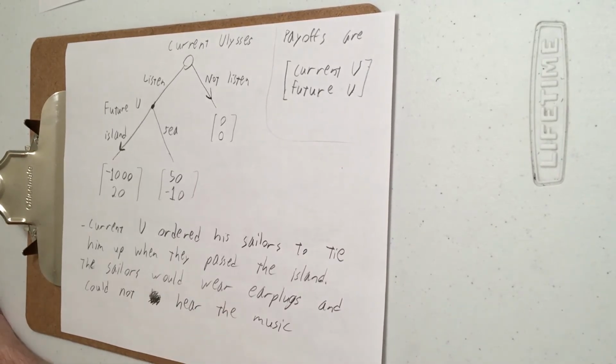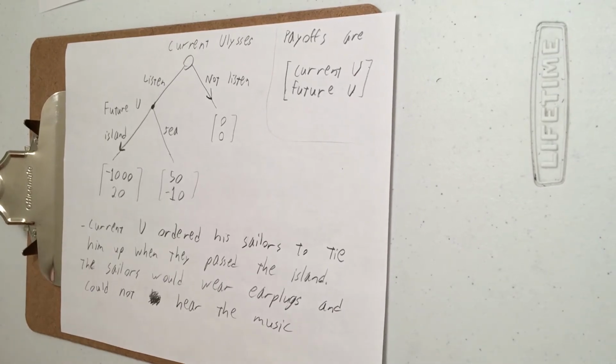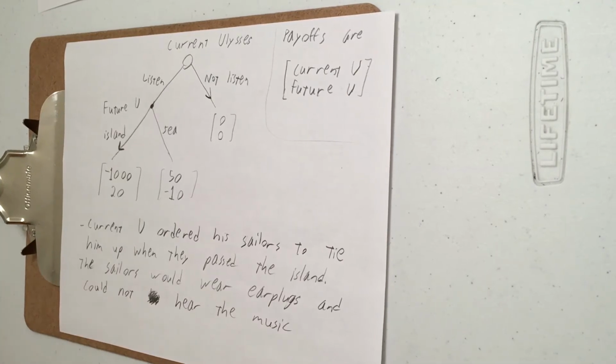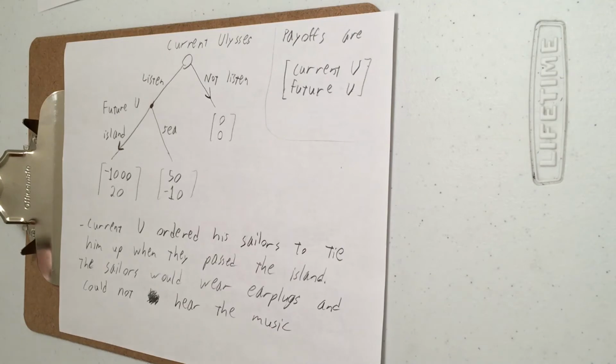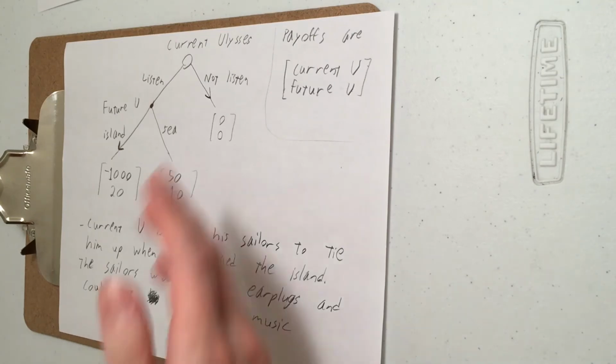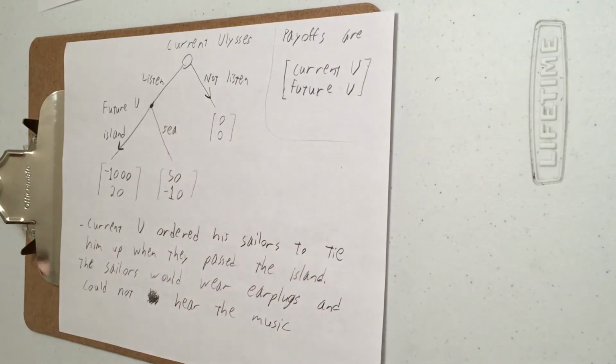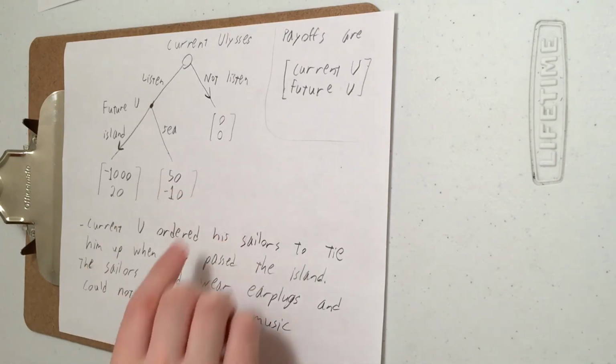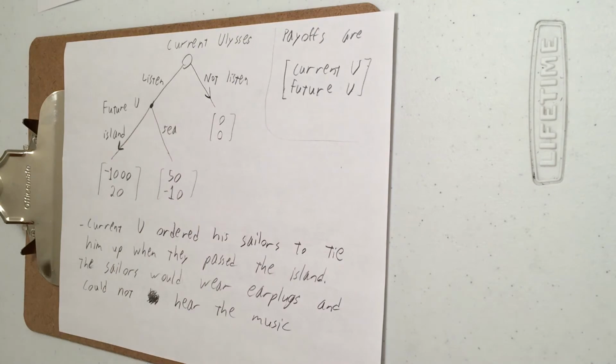So economics actually has a term for what's going on here. We say current Ulysses was using what's called a commitment device. So he set up a plan, but also set up a way to ensure that he follows through on that plan. So that effectively rewrote this game in a way that let current Ulysses have his way and get this outcome. Hear the music, but not get killed.